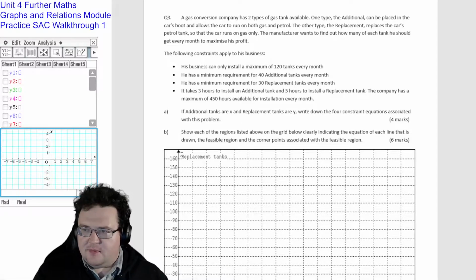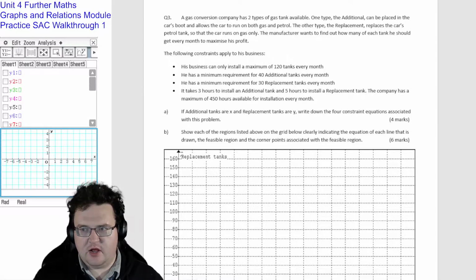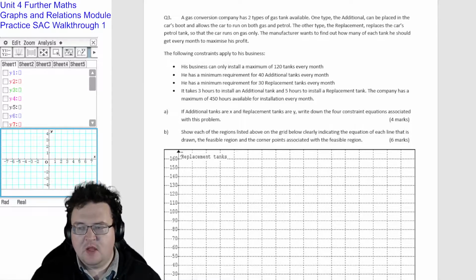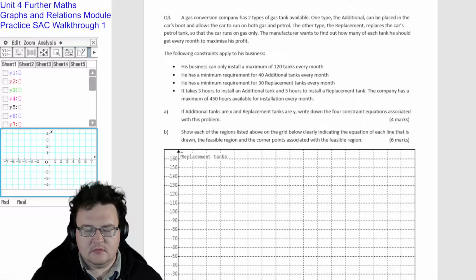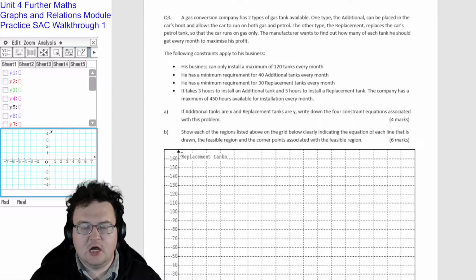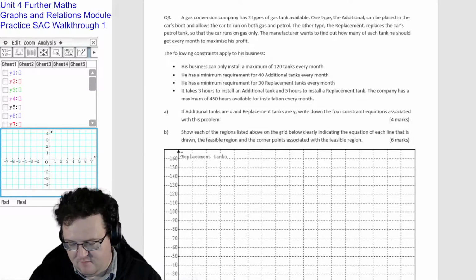So, the gas conversion company has two types of gas tank available. One is the additional, which goes into the boot and allows the car to run on both gas and petrol. And the other one is the replacement, where they take the petrol fuel tank out completely and replace it so that the car runs on gas only. Now, the conversion company wants to know how many tanks of each they should make or buy or bring in so that they can make the most amount of money.